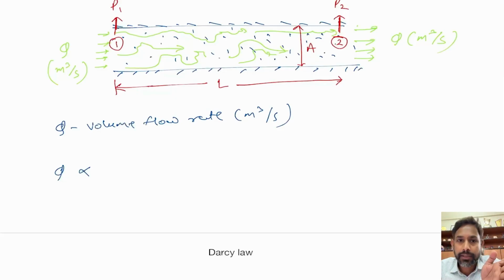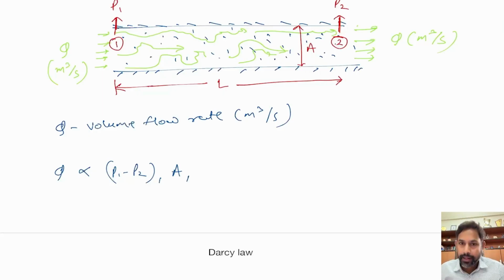If there is larger pressure gradient, there will be more flow. So P1 minus P2, because flow must happen from higher pressure to lower pressure, and that's why we are measuring it from P1 to P2. It will also depend on the area. If the area is larger, flow will be greater.